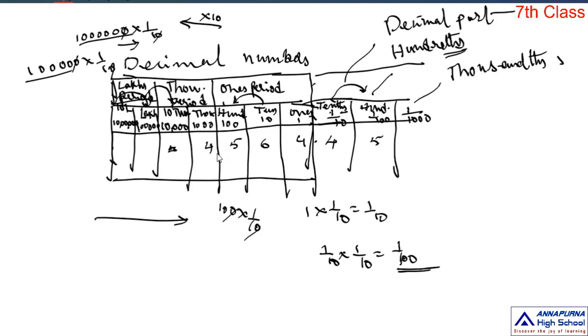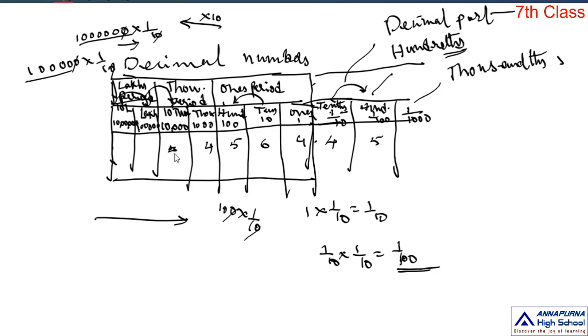So we can read together. You should not read separately. Don't read it as 4, 5, 6, 4. You should read the numbers together. 4564. On the right side of the decimal point, this comes under the decimal part. That means every decimal number has two parts.